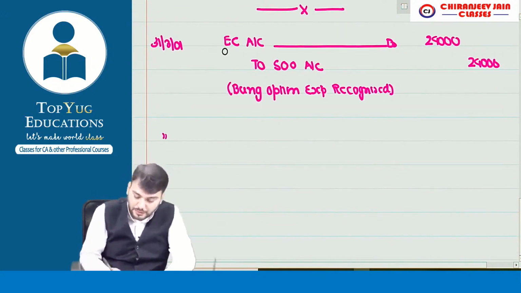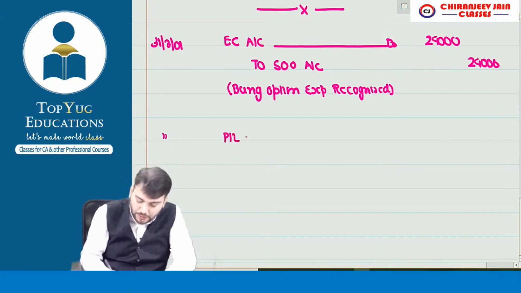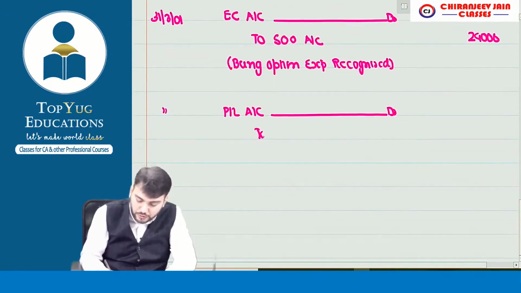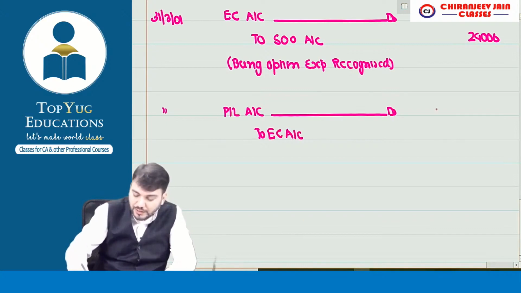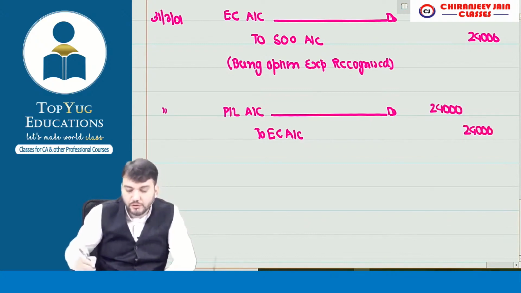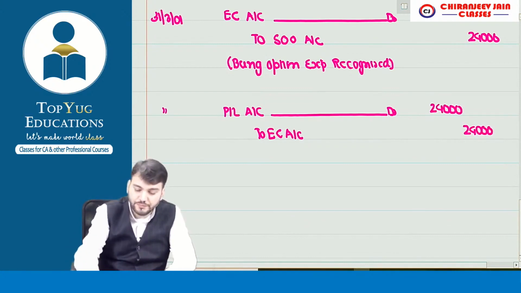Correct? Then add on profit and loss account debit to employee compensation account 24,000. Correct?